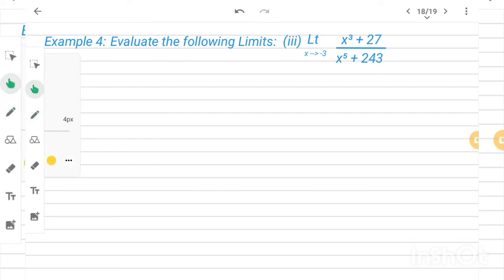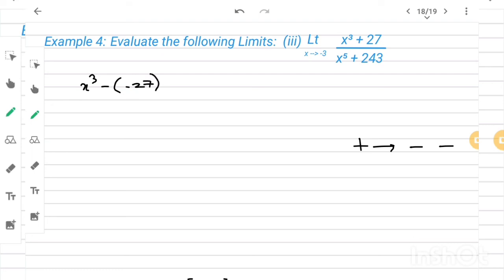And the last one is limit x tends to minus 3, (x^3 + 27) divided by (x^5 + 243). So here it is in the form of a formula, but here I am having plus and here I am having 27. So see what I am going to do. This x^3 as it is, and plus is nothing but minus into minus, right? So I am going to place one minus over here, and the one more minus I am taking to 27, so minus 27, whole divided by x^5, same for here also, minus of minus 243.